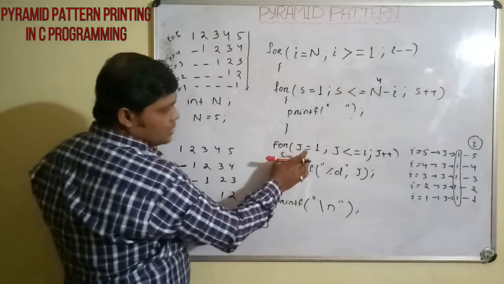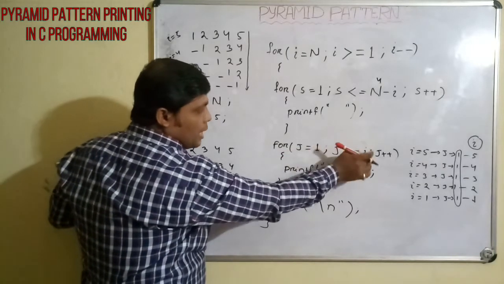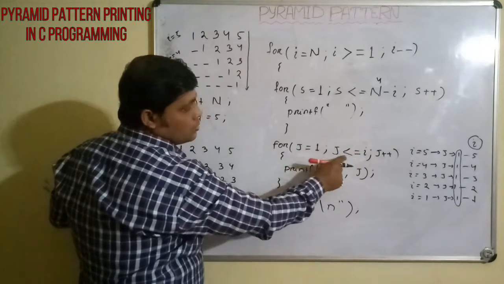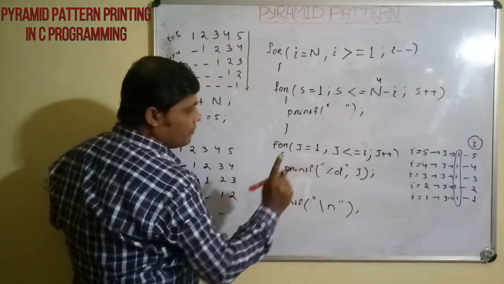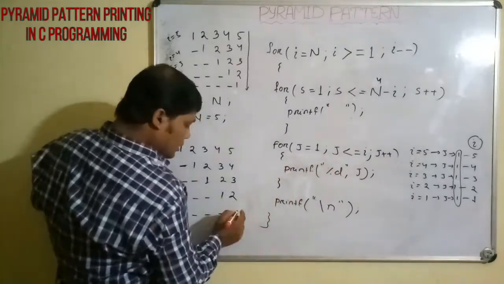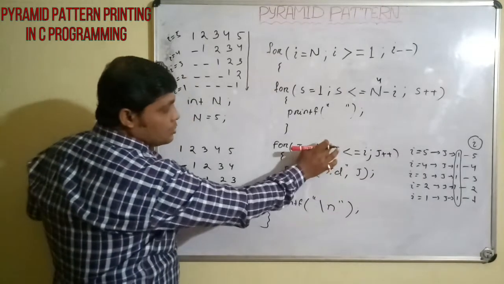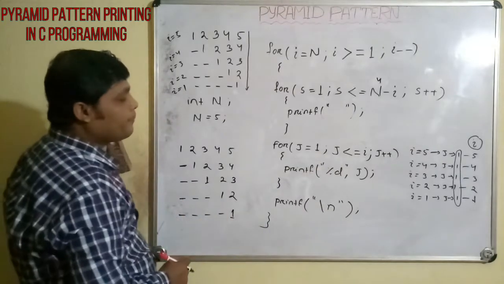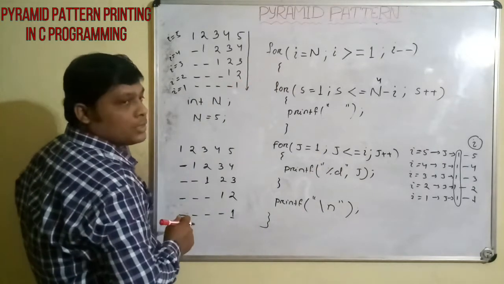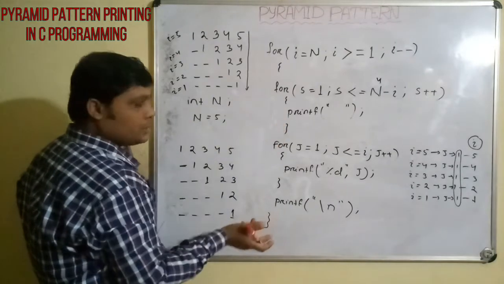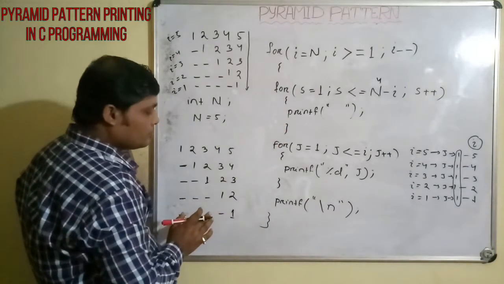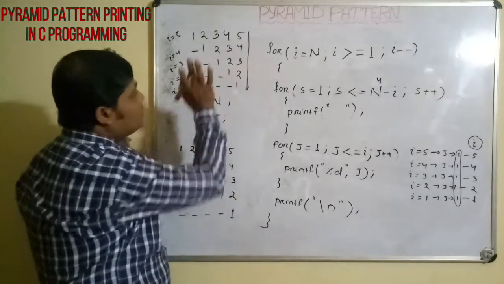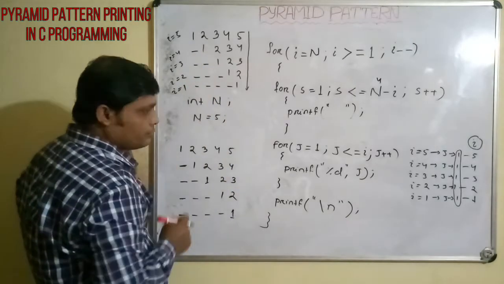Then j equal to 1, j less than or equal to i, which means 1. So 1 to 1, it will work for 1 time. When j is 1, it will print 1. When j is 2, it will go out of this loop. Then print a backslash and it will go to the next line. Now what will i value be? 0, 0 greater than or equal to 1, condition false, it will go out of this loop. So it will print 1, 2, 3, 4, 5, 1, 2, 3, 4, 1, 2, 3, so on. Clear?